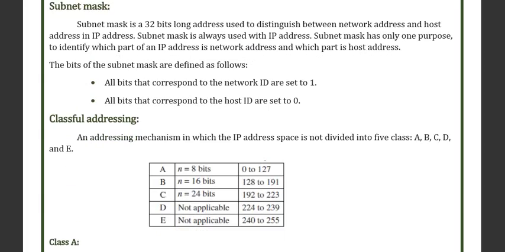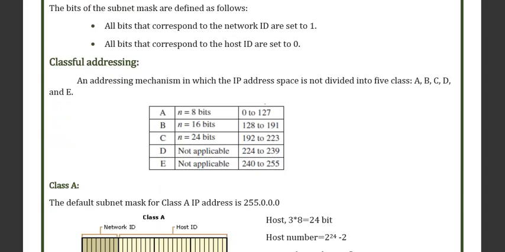Then the subnet mask. In this section of classification, we can see that if the value of the first octet is from 0 to 127, it is in class A. If it is in this range, it will go to class B. For class C, this range. For class D, this range, and class E, this one.